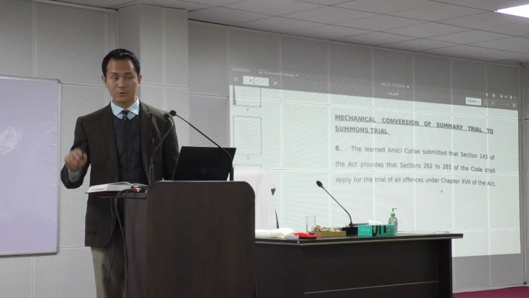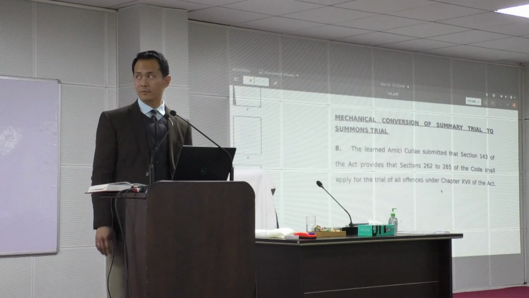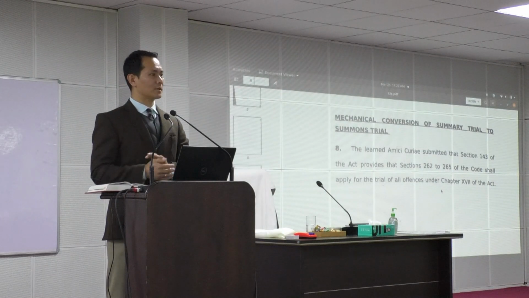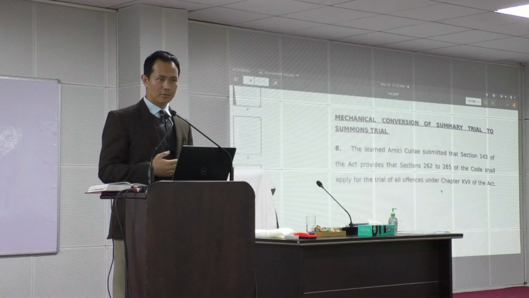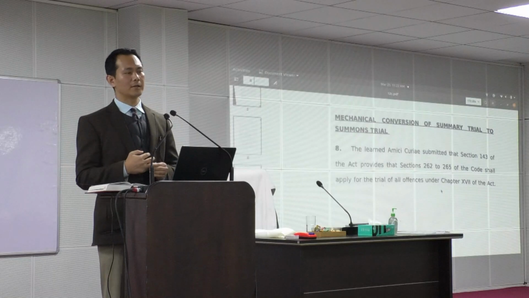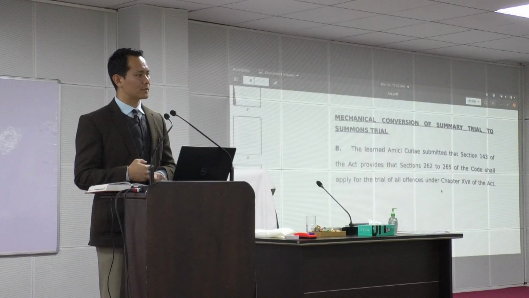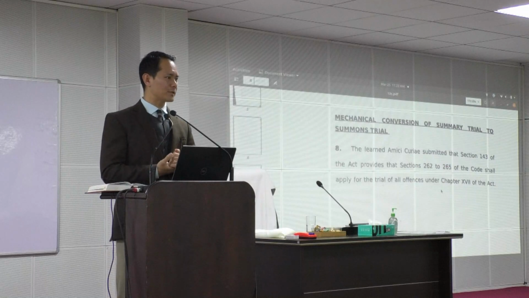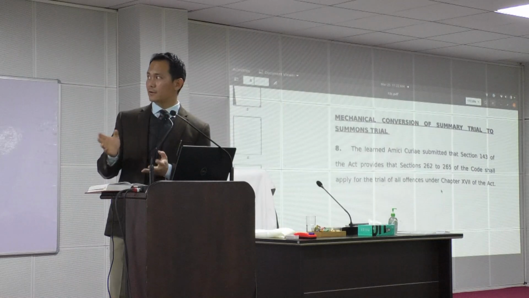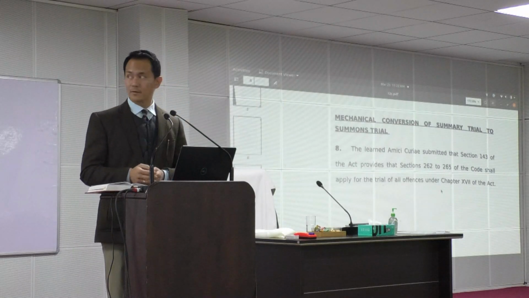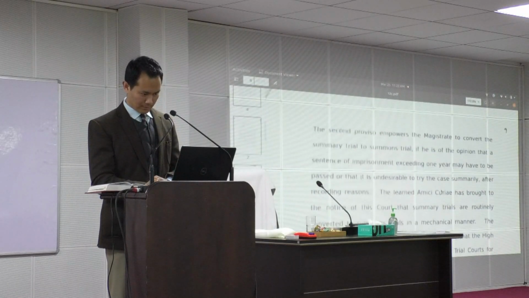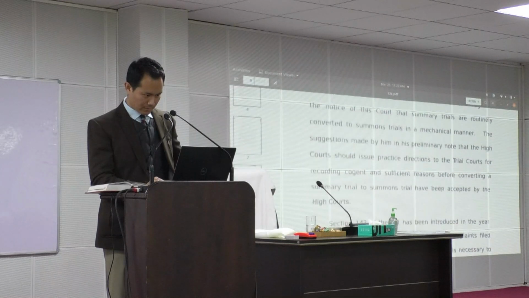Now, what does it say? There are two paragraphs in fact, which say that there is mechanical conversion of summary trial to summons case. This is in the context of 138 matters, that most of the learned magistrates do. Section 143 of the NI Act provides that you do it in a summary trial, but mechanically, it is being converted into summons case. Now, this is the submission of the amicus.